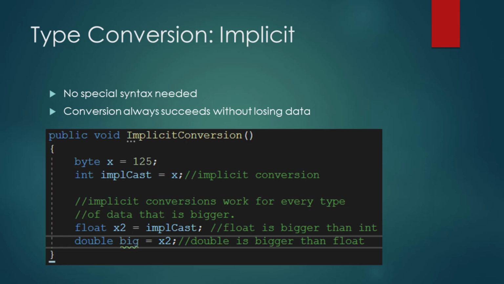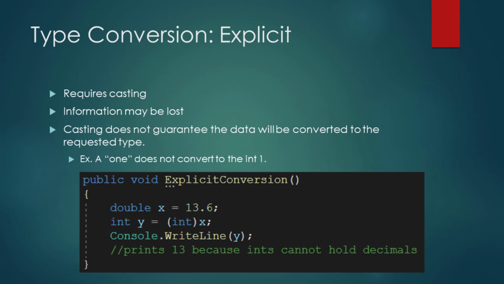So if you're assigning a small capacity integral type to a larger capacity integral type, the implicit conversion will always succeed. An explicit conversion requires casting, because in these scenarios, information may be lost in the type conversion, or the conversion may not succeed for other reasons, like if the user typed a word instead of a number when we asked for their class choice.